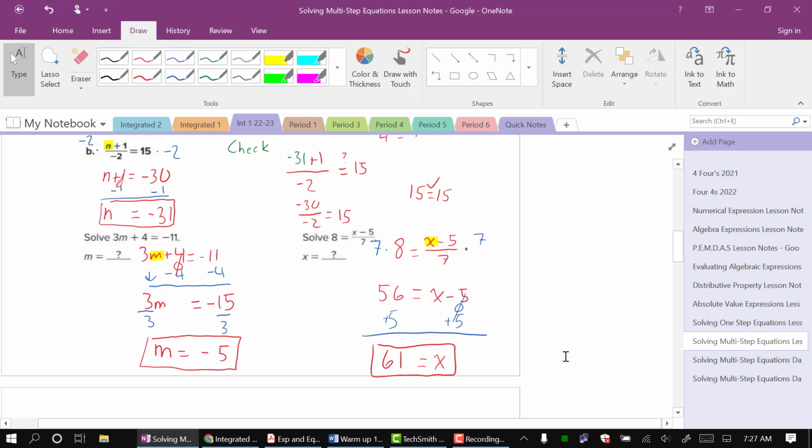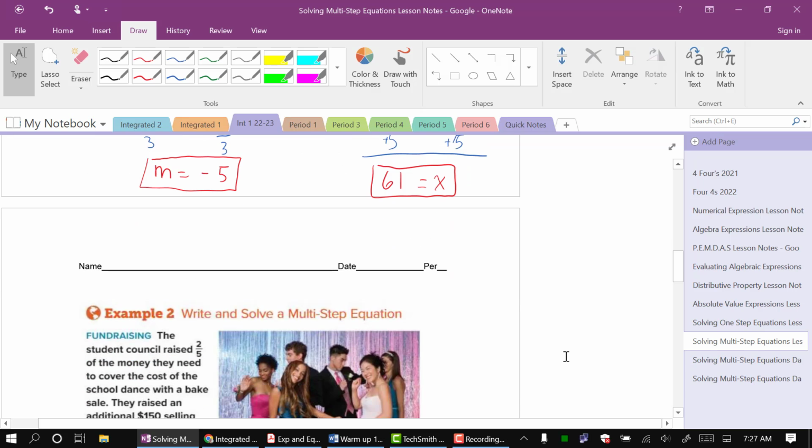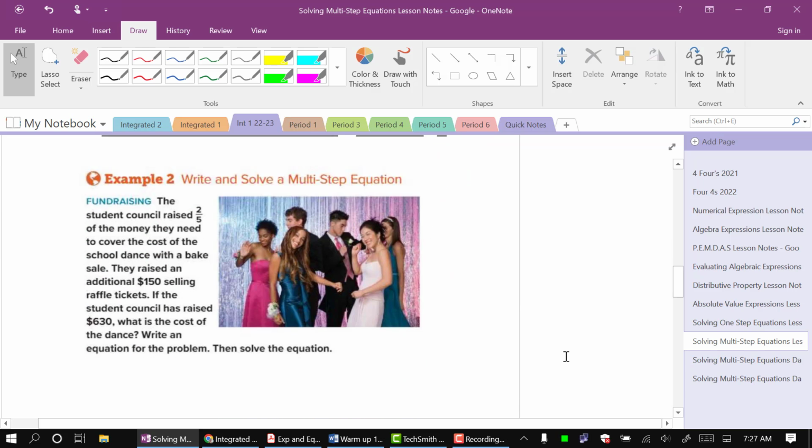So let's take a look at some word problems. The student council raised 2/5 of the money they needed to cover the cost of the school dance with a bake sale. They raised an additional $150 selling raffle tickets. If the student council raised $630, what is the cost of the dance? So let's go through and pull out the information.